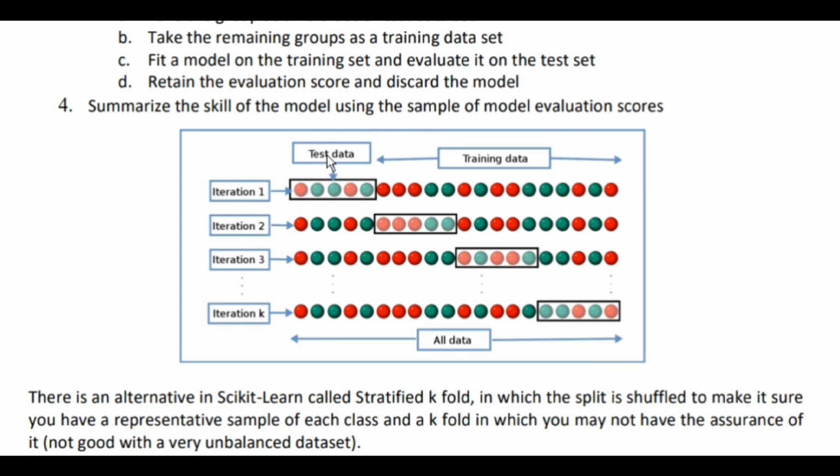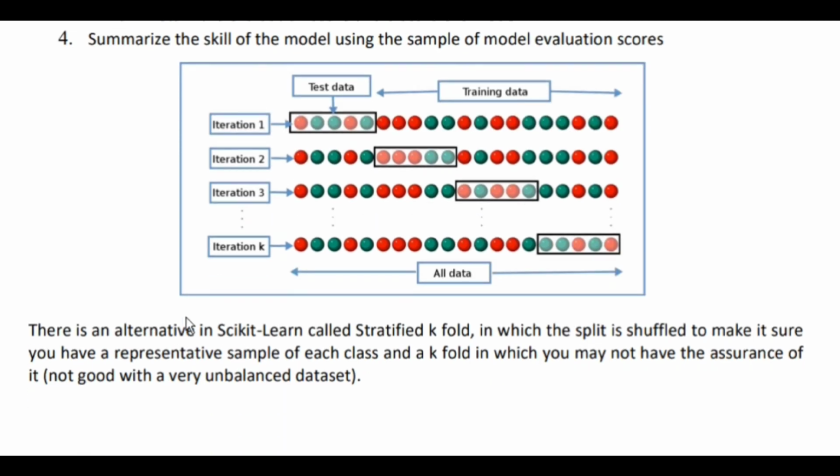Example, iteration 1. In this we can see that there are 5 samples we have taken as test data, then the remaining are training data. Then in the second iteration, we have shifted the test data to the next 5 and the remaining are training data, and we perform this for K iterations. So this is how it works. This is the kth iteration. Here the last 5 are taken as test data.